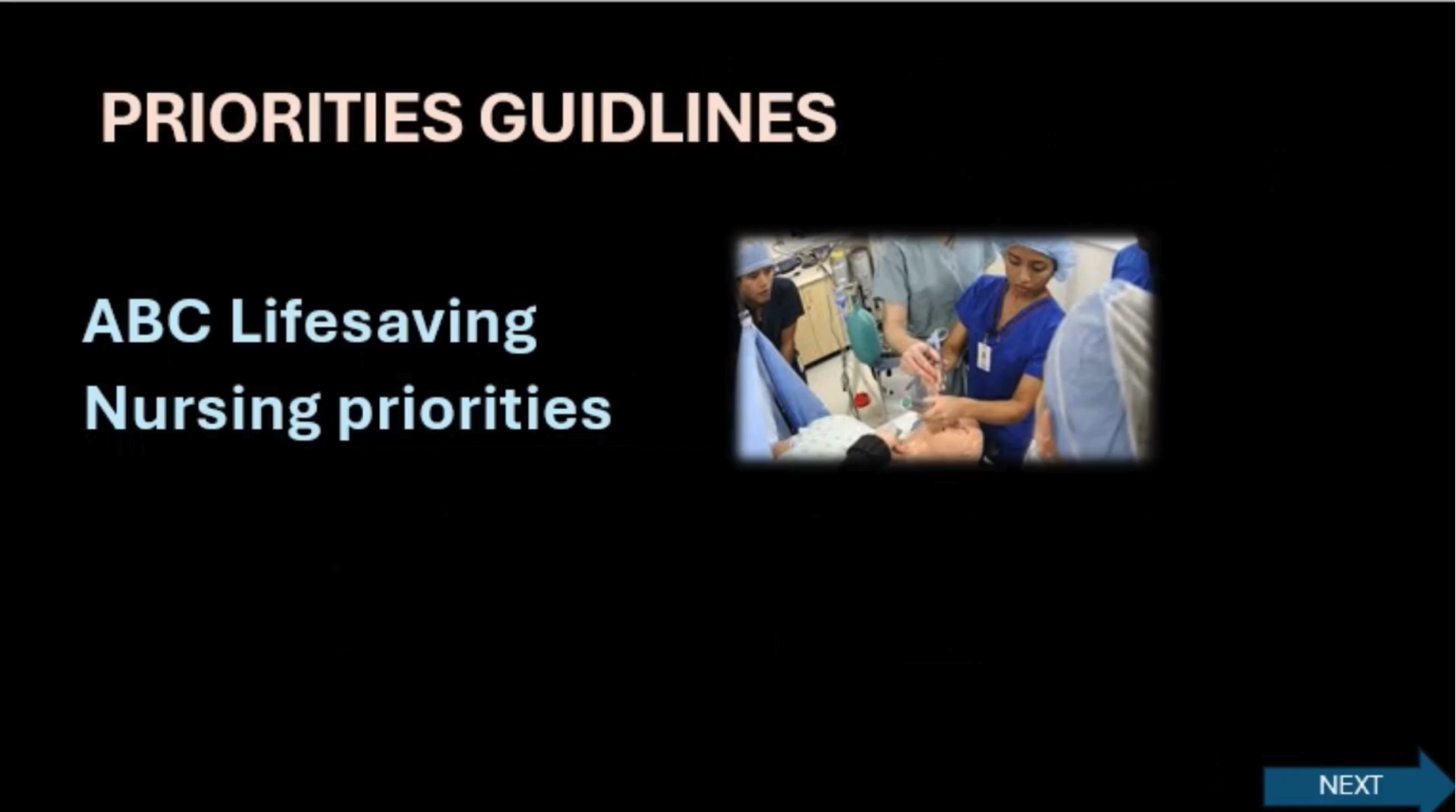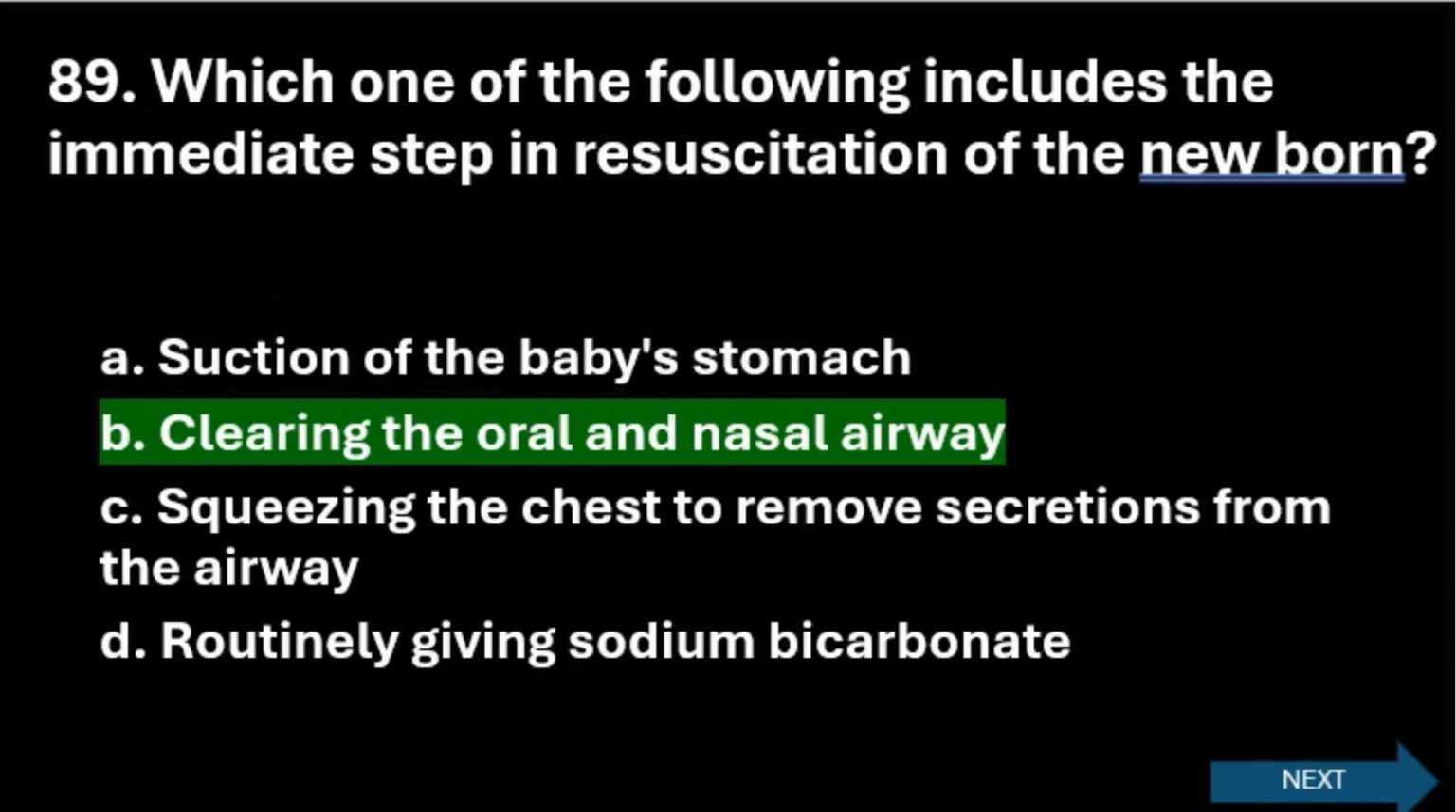Here, this is also again a priorities and guidelines application level question. ABC, airway, breathing, circulation, the life-saving intervention, and nursing priorities. See the options here. Suction of the stomach is not that important because that is not related to airway or breathing. Clearing the oral and nasal airway is on top priority because it is airway clearance. That is the ABC first priority.